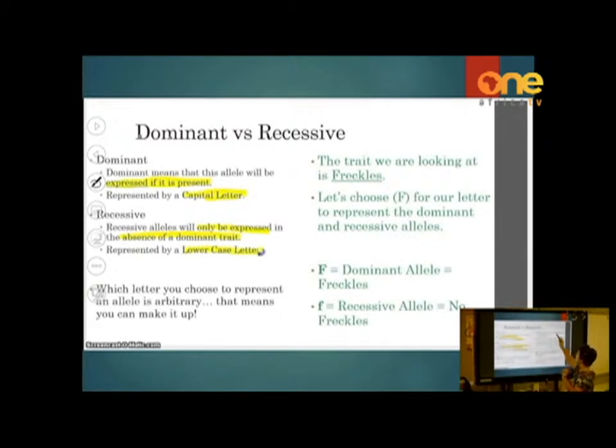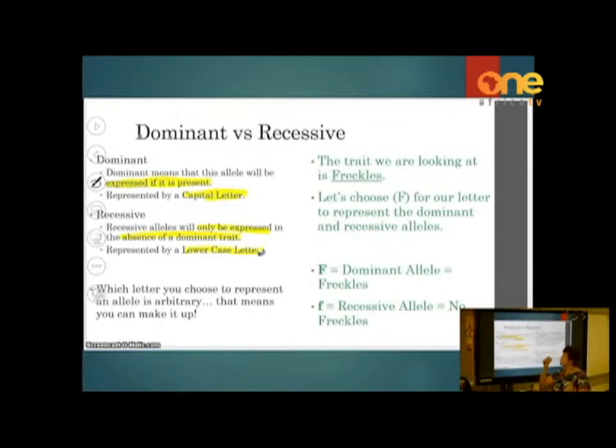The trait we are looking at is freckles. Let's choose F for freckles to represent the dominant allele and the recessive allele. If you have freckles, it is a dominant trait. If there are no freckles, it will be a small f. So recessive alleles will only be expressed in the absence of a dominant allele, and we represent them with a lowercase letter.